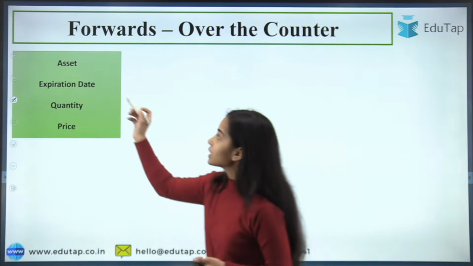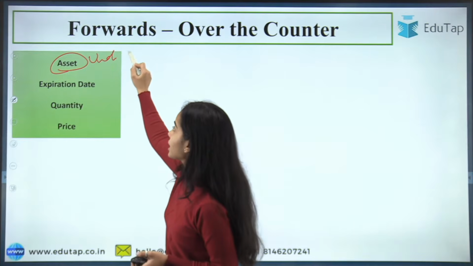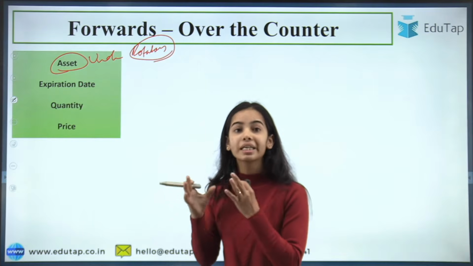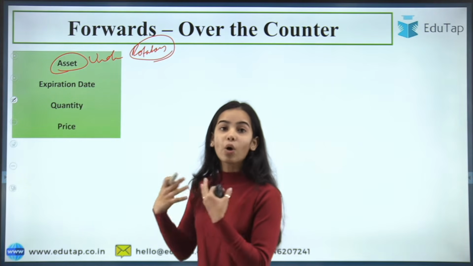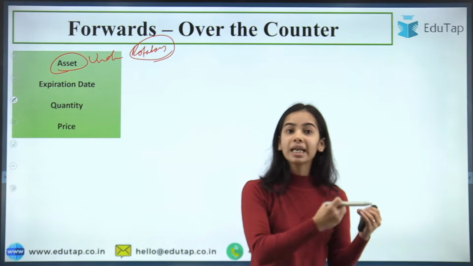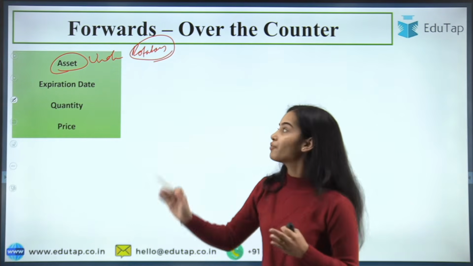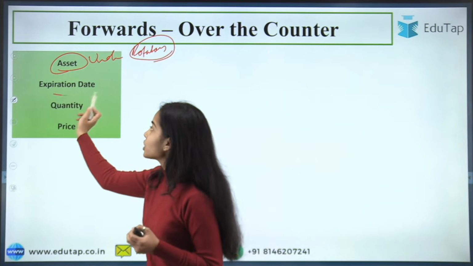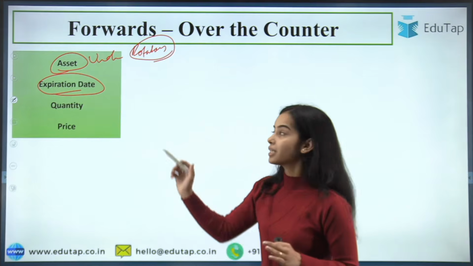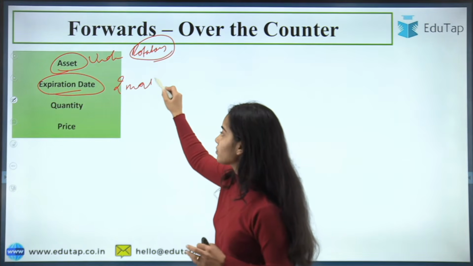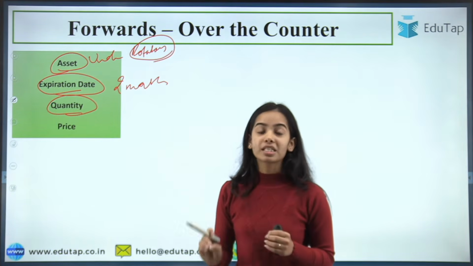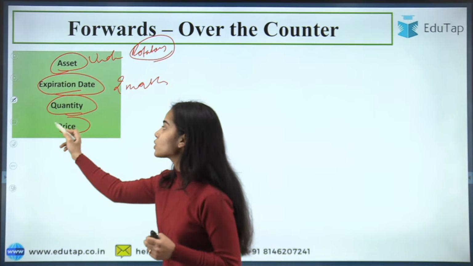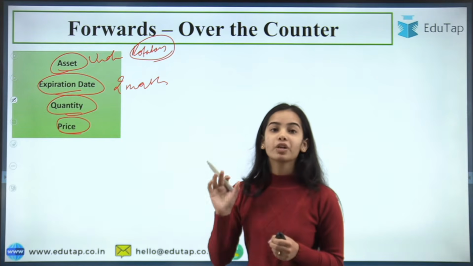So here the underlying asset is the potatoes, because forwards are financial contracts that derive their value from the underlying asset, and that underlying asset is the value of the potatoes. The expiration date, that is the settlement date, is also decided, that is after 2 months. The quantity is also decided: it is specified that 100 kgs will be sold and bought. The price is also specified: 20 rupees will be the price.